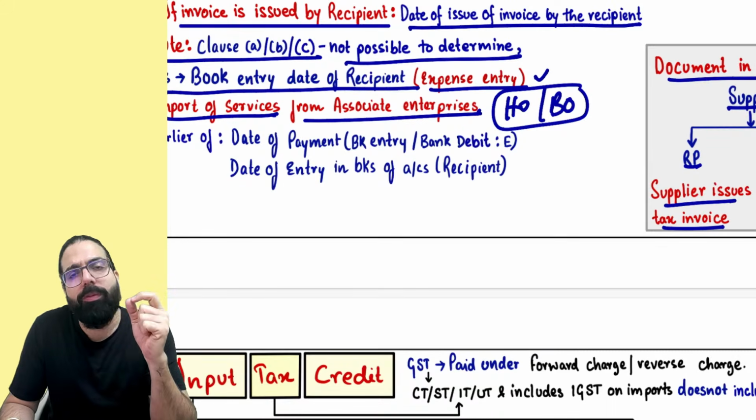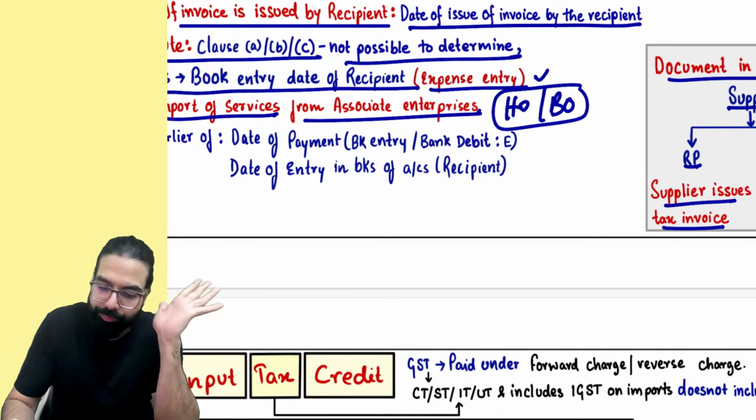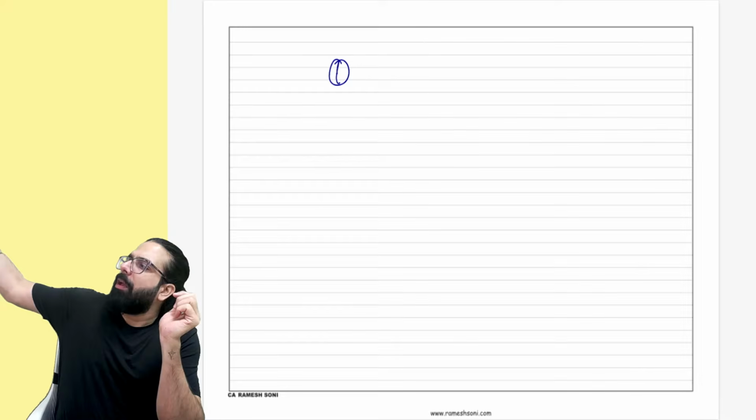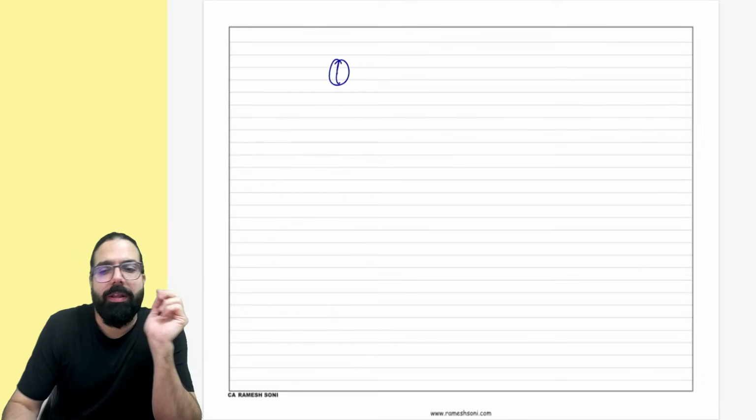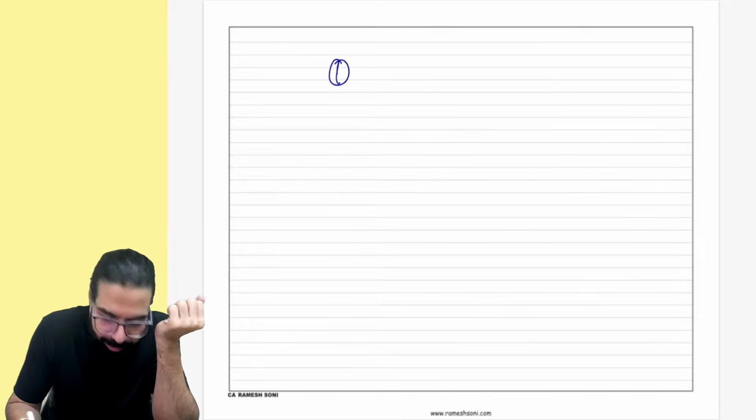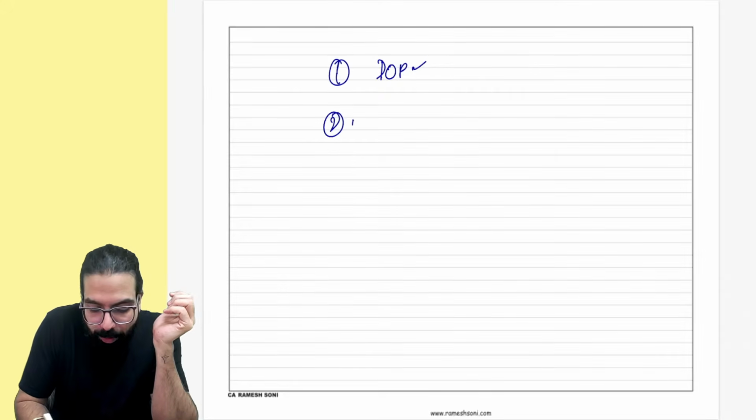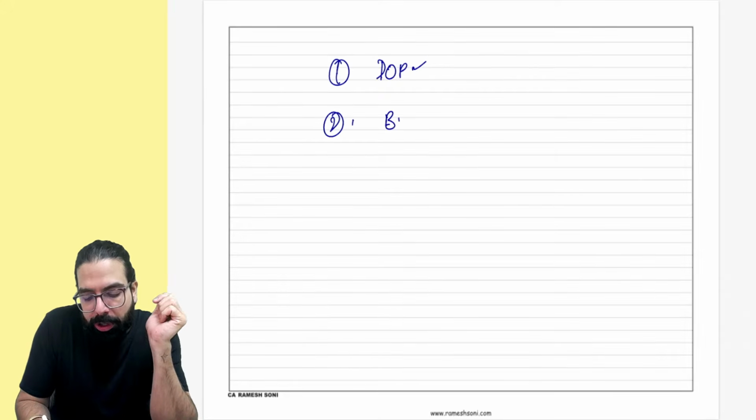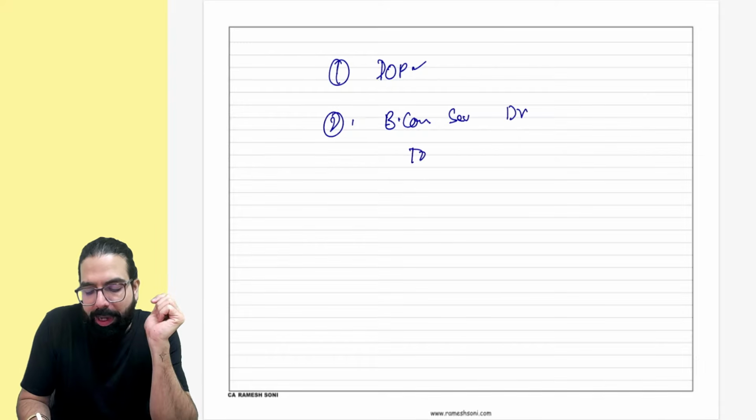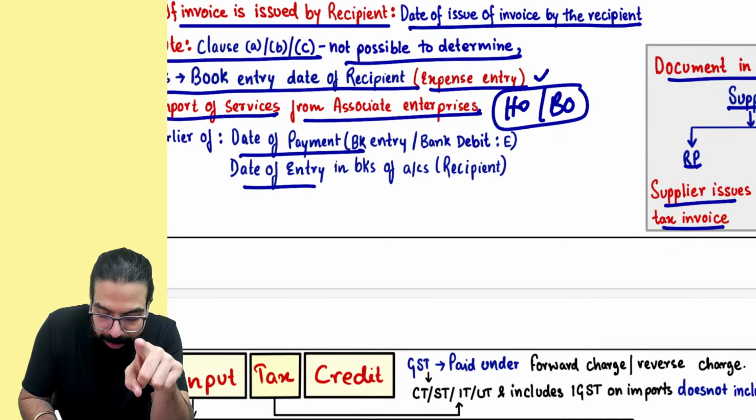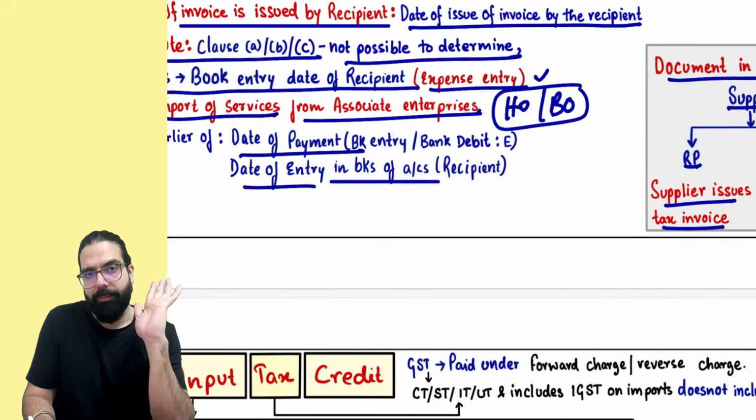Now, if an associate enterprise from outside India gives a service, number one. So, for example, in the US my parent company is there. Parent company gave me the service. In that scenario, what is the liability date? They are telling over here the day I made the payment. Secondly, I would have booked an expense entry saying business consultancy services received, debit to my head office. I passed one entry in my books of account. The day I made the payment, or the day I passed the entry in my books of account, whichever is earlier.